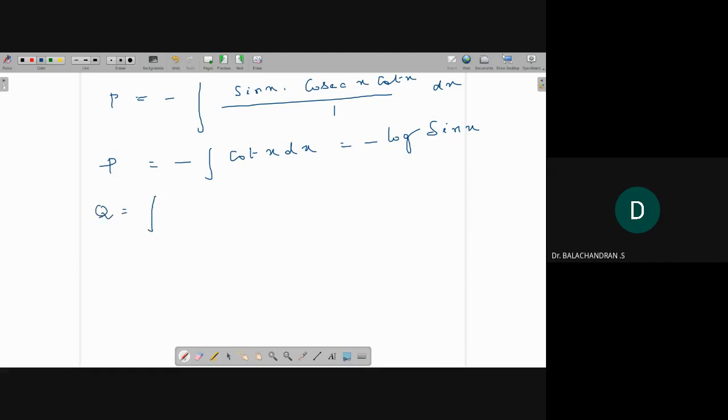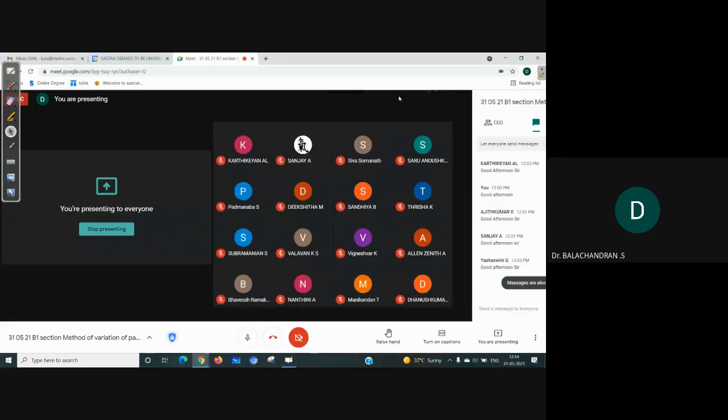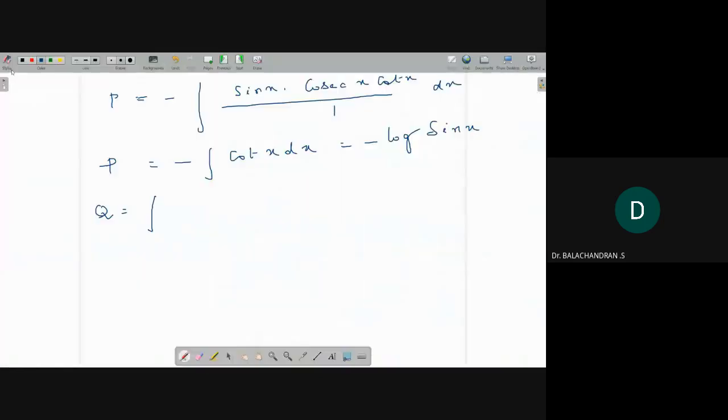Next we should find Q. Q equal to integral of F1 into capital X, into dx, divided by the Wronskian of F1 comma F2, that is F1 into F2 dash minus F1 dash into F2. Now this is equal to integral. What is F1? F1 is cos x, into capital X. Capital X is the right hand side function, cosecant x into cot x.